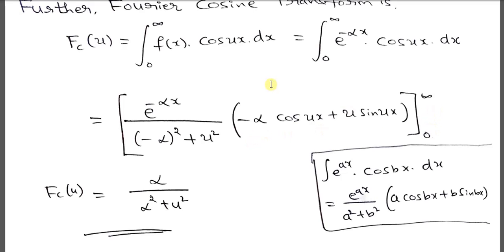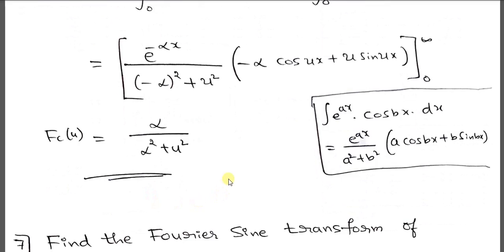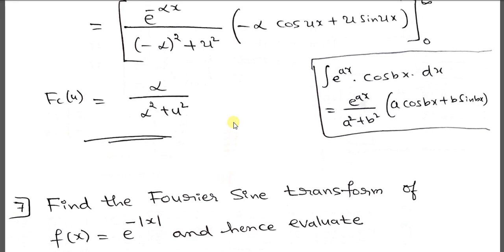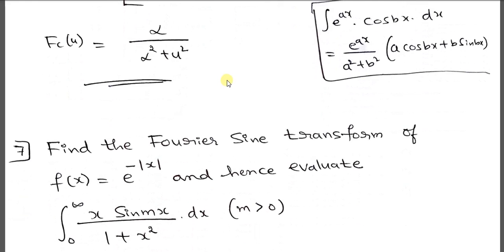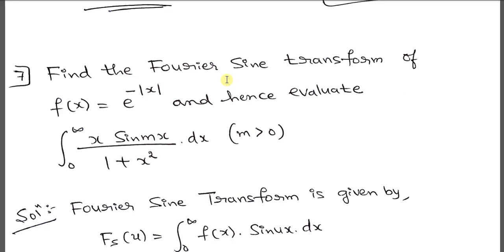Note that e power minus infinity is 0 and e power 0 is 1. After simplification, you get the answer as alpha divided by alpha square plus u square. So this is how we have to solve the problems. Let's take one more important problem.